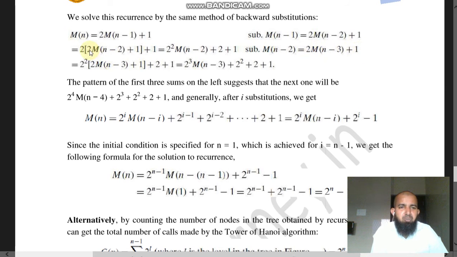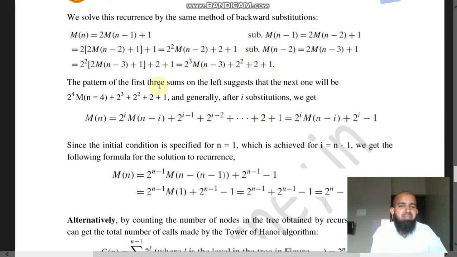Then the 2 you take outside. So in place of M of n minus 2 write this part, then 2M of n minus 3 plus 1, plus 1, and this 2 plus 1 already exists, so write it as it is. Then you simplify again and you get 2 cube M of n minus 3 plus 2 square plus 2 plus 1. You get this one.